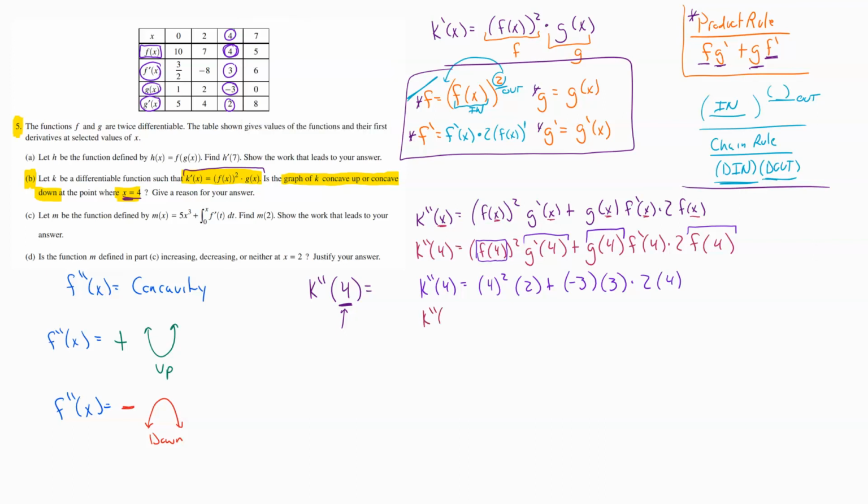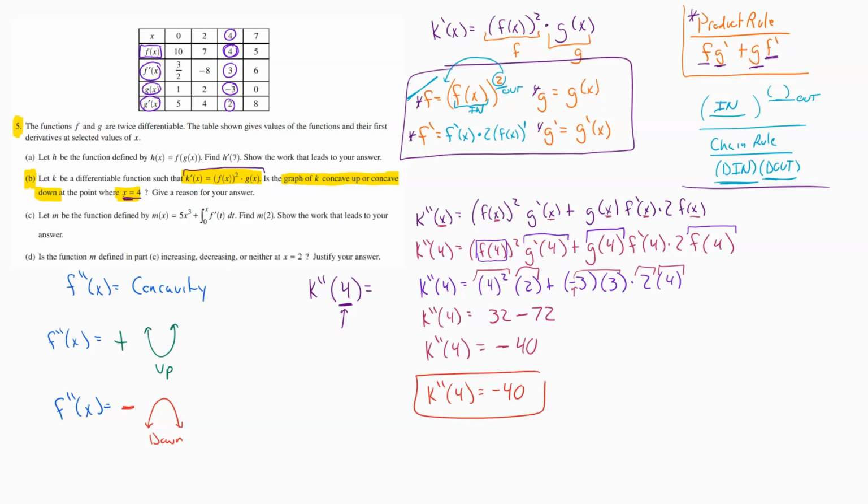We get k double prime of 4 is going to equal 4 squared is 16 times 2 gets us 32. And then on the other side here, it'll end up being negative from this negative in front right here. There's only one negative. So we get 3 times 3 is 9. 9 times 4 is 36. 36 times 2 is going to get us 72. And what we end up with out of here is k double prime of 4 is equal to negative 40. So in the end, we find that k double prime of 4 is equal to negative 40.